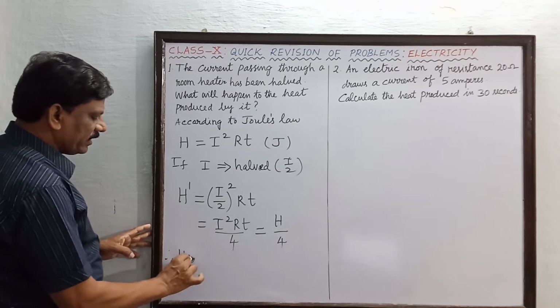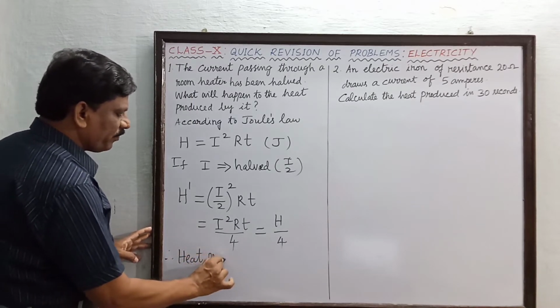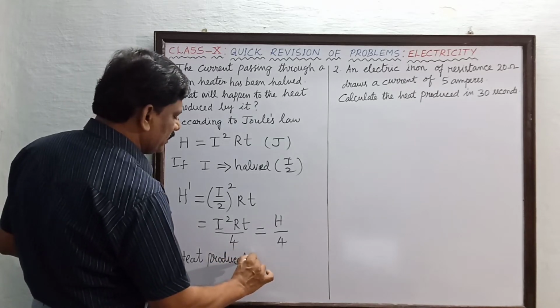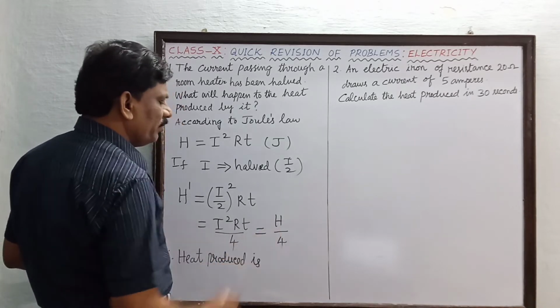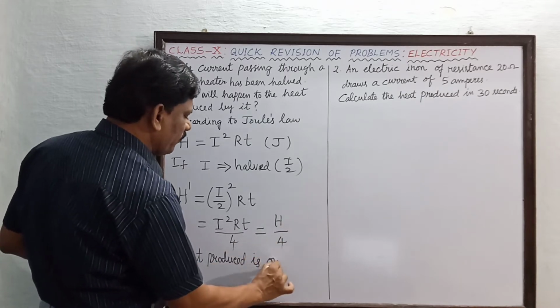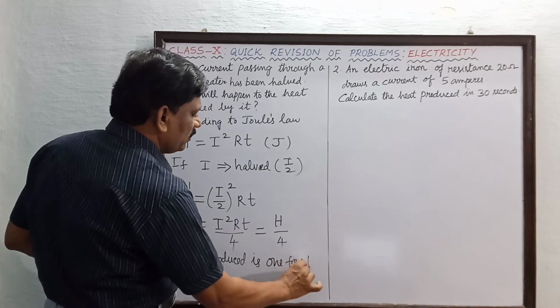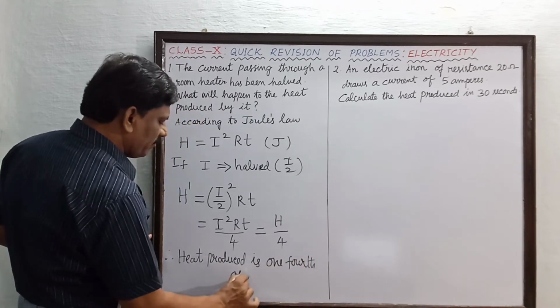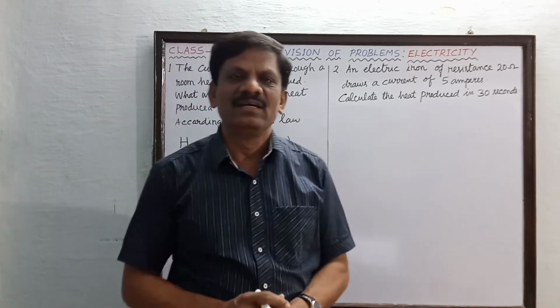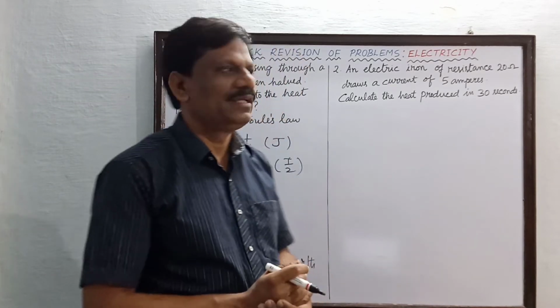Therefore, the heat produced is becoming 1/4 of the initial heat H. Understand? Have you understood? Okay.